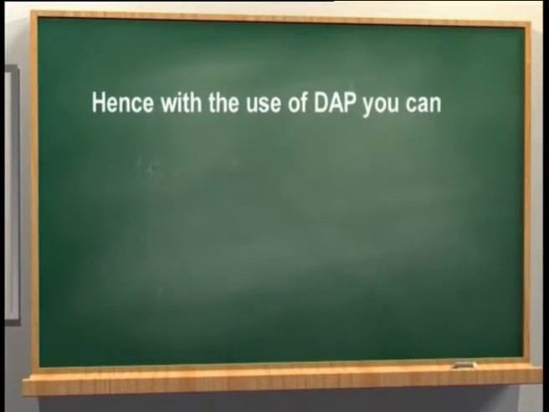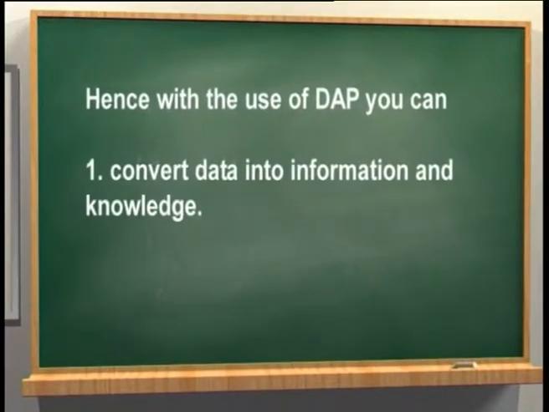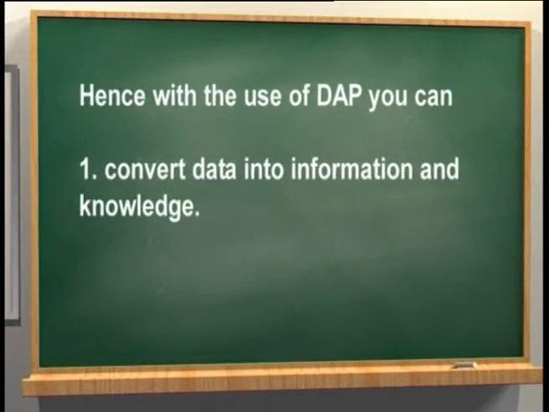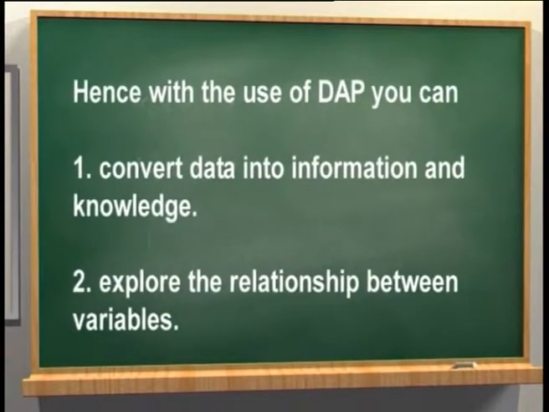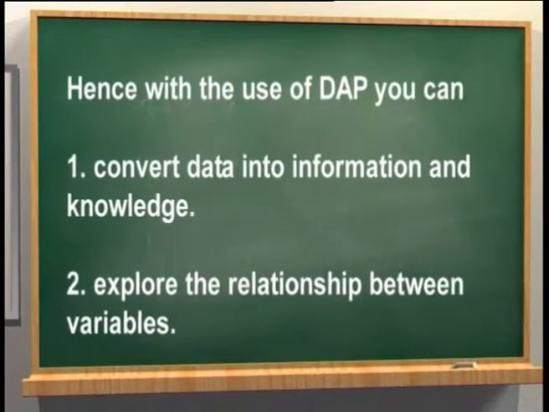Once you have selected the topic of research and have gone through the process of literature survey, established your own focus of research, selected the research paradigm and the methodology, prepared your own research plan and have collected data, the next step is analysis of the data collected before finally writing the research report. Hence, using data analysis, you can convert data into information and knowledge and explore the relationship between variables.